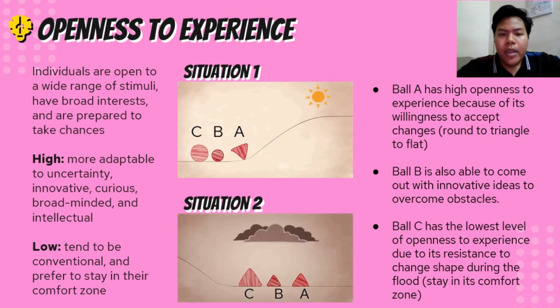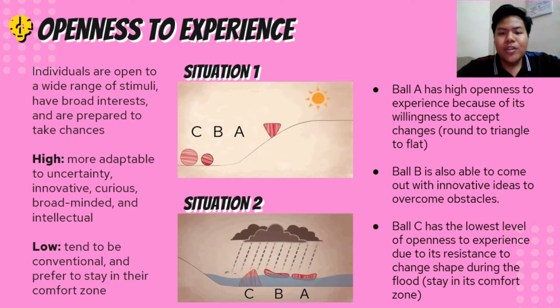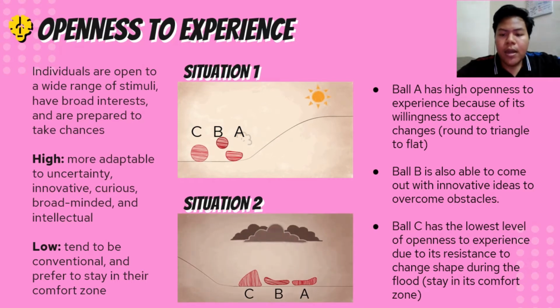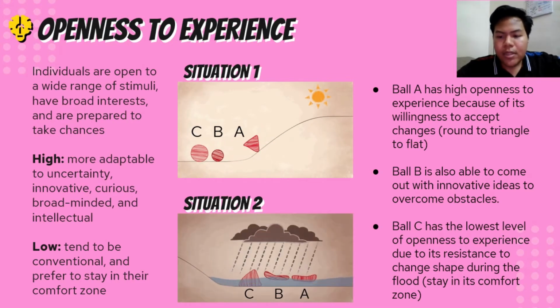organizational change. Okay, we can observe this personality from 2 situations, which are when ball B shaped ball A into a triangle, and when balls A and B changed their shape to a flat boat-like shape during the flood, while ball C did not. From this situation, we can conclude that ball A has high openness to experience because of its willingness to accept changes, to transform from a round shape to a triangle and to a flat boat-like shape. Ball B is able to come up with an innovative idea during climbing the hill. Meanwhile, ball C has the lowest level of openness to experience due to its resistance to change. It prefers to stay in its comfort zone during the flood, even though it is not practical to the situation.